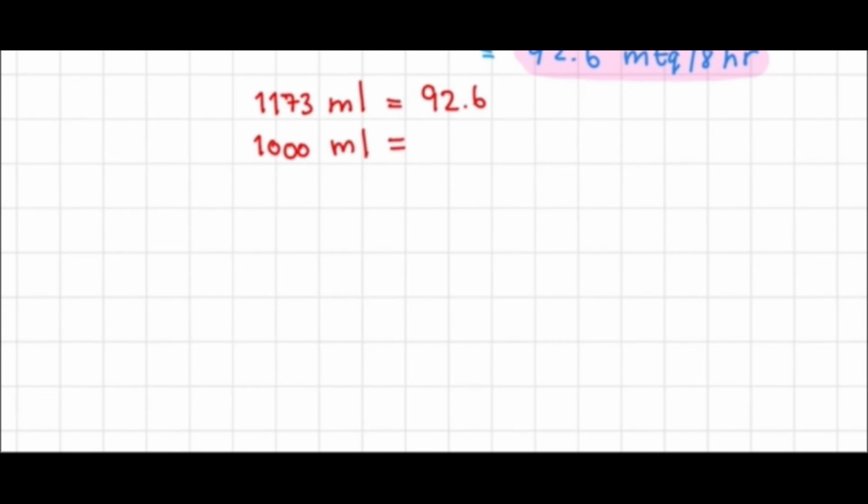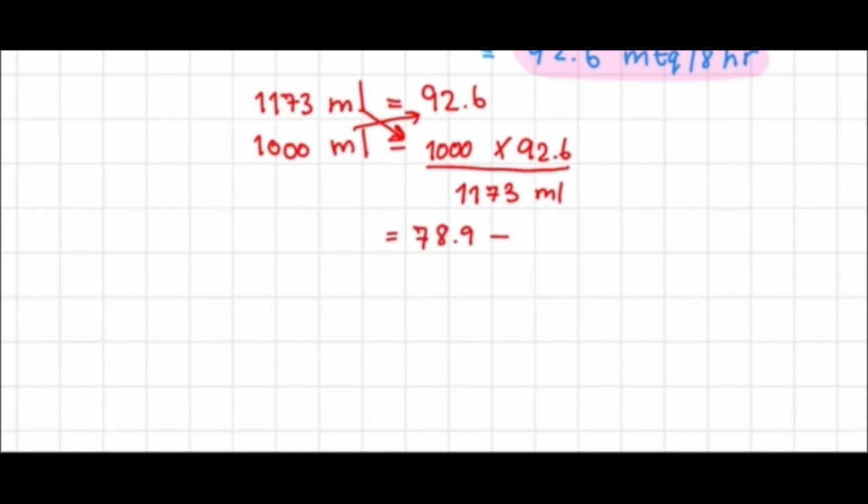That would dictate what fluid choice we will have. So how do we do that? We do the crisscross thing. So it'd be 1000 milliliters multiplied by 92.6, all of it divided by 1173 mLs. What we would get is 78.9, which I would then round up to 79 MEQs of sodium needed.